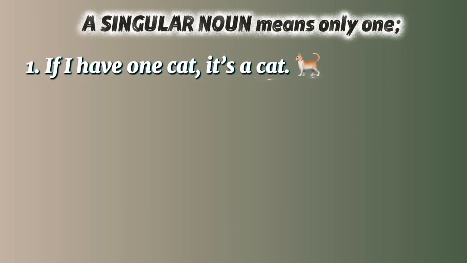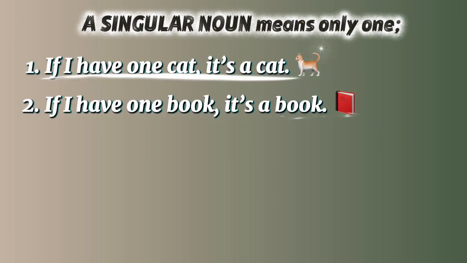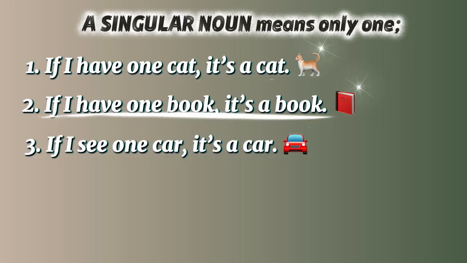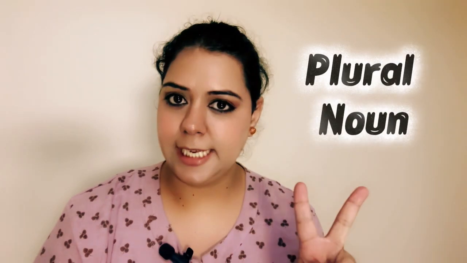If I have one cat, it's a cat. If I have one book, it's a book. If I see one car, it's a car. So remember, singular means just one. Let's move on to our second type of noun, that is plural noun.